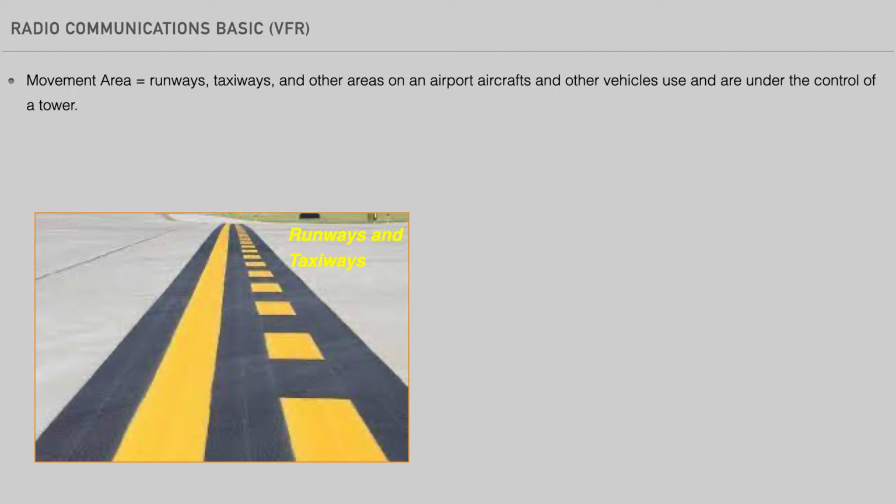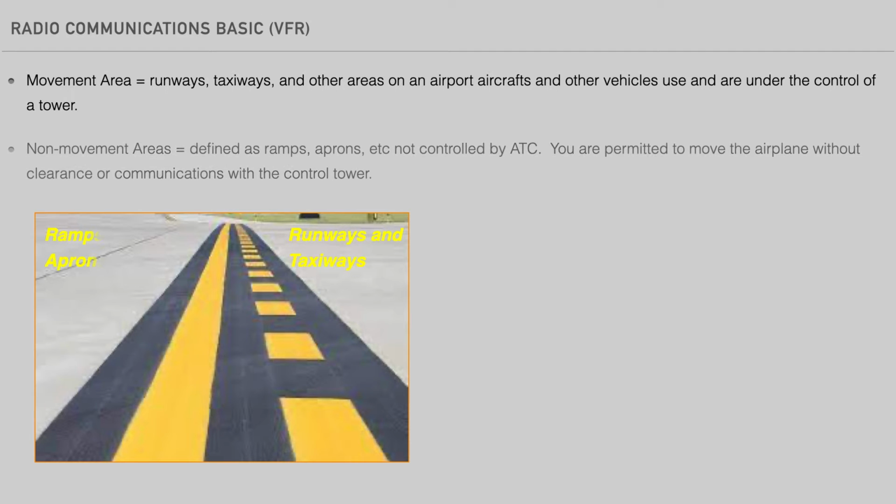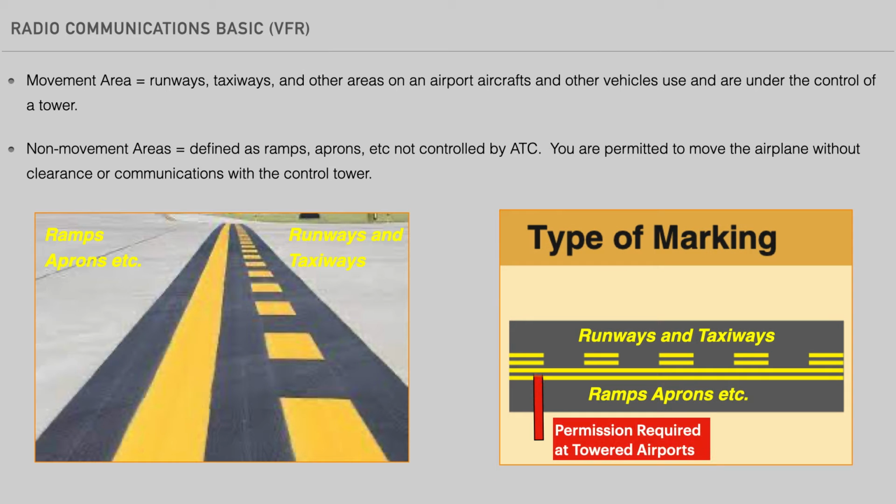Movement areas include runways, taxiways, and other areas on an airport that aircraft and other vehicles use and are under the control of ATC. Non-movement areas, such as ramps, aprons, etc., are not under tower control. You are permitted to move the airplane without clearance or communications, but should do so cautiously. When the tower is operational, crossing non-movement area boundaries and hold short lines require permission.